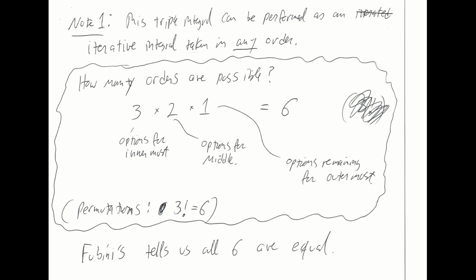There are 6 different possible ways you could write this. There's xyz, xzy, with x coming first. There's yxz, yzx, those 2 with y coming first rather. And then there's 2 where z comes first, zxy and zyx. And 2 plus 2 plus 2 is 6. Fubini's theorem is telling us that all 6 of these iterative integrals are equal. So if you compute this triple integral as any of these 6 iterative integrals, you're going to get the same answer.